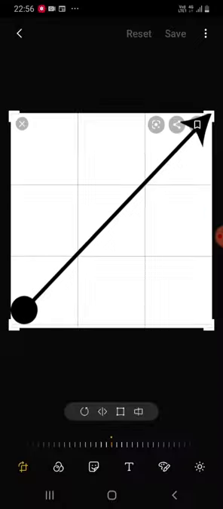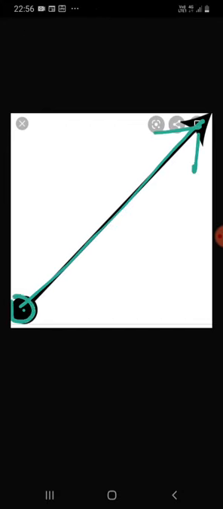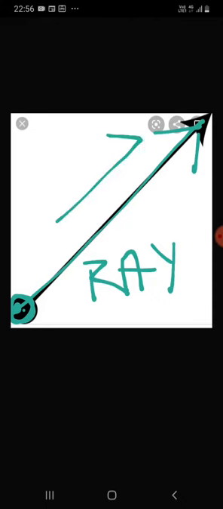So we all recall this line which we have studied. One end here, another here. One end open, one end closed. This is known as a ray. Ray is a type of line segment. You will learn line segments later on. It is a type of line segment which is open from one side and which is closed from another.